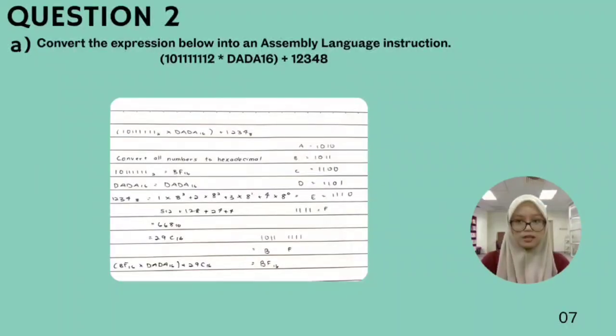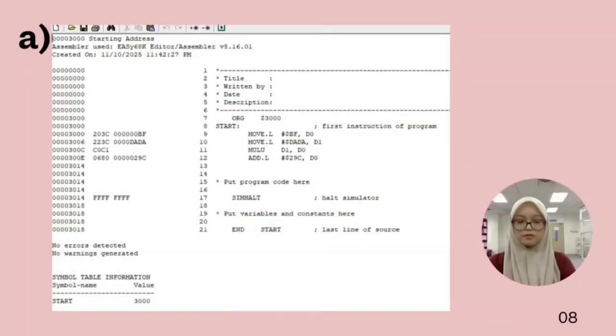To write this in assembly language, we typically break it down using common instructions. Here's one way. First, MOV AX, BF moves the value BF into register AX. Second is MUL DADA, which multiplies AX with DADA. And third is ADD AX, 29C, which adds 29C to the result. So the final assembly instructions are MOV AX, BF; MUL DADA; ADD AX, 29C. And that completes the conversion.